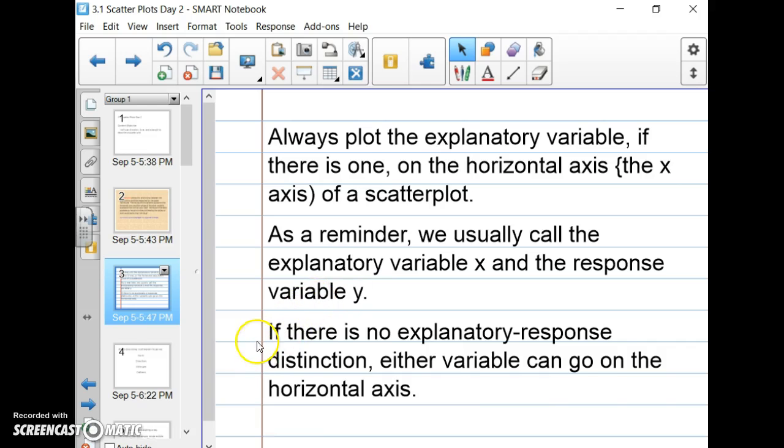Now, sometimes you're not going to have explanatory or response variables. It's not going to be clear, like, this causes that or this may cause that. Again, we're trying to prove that with scatterplots. So if there is no clear distinction between which is which, then you have the option of picking which one goes where.